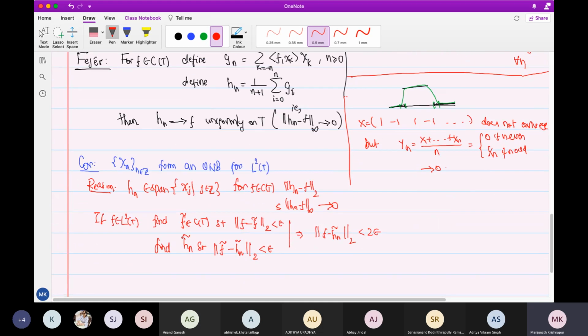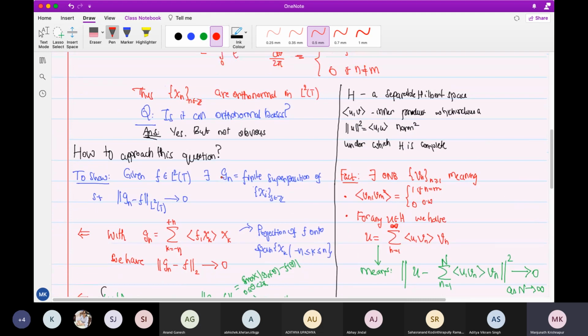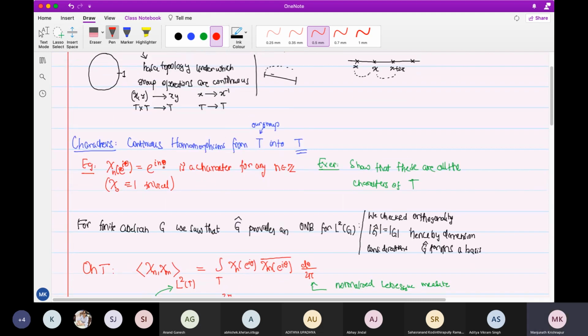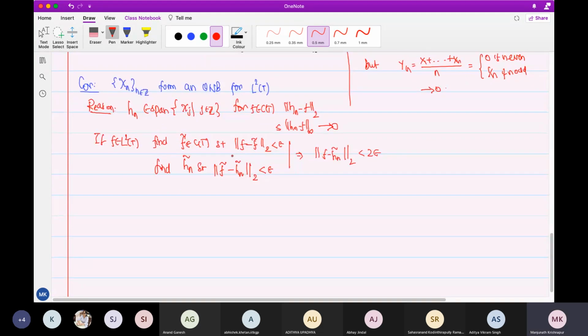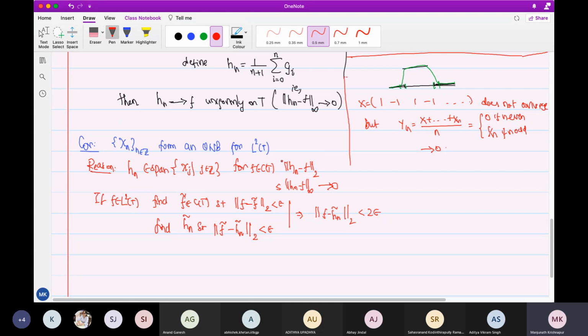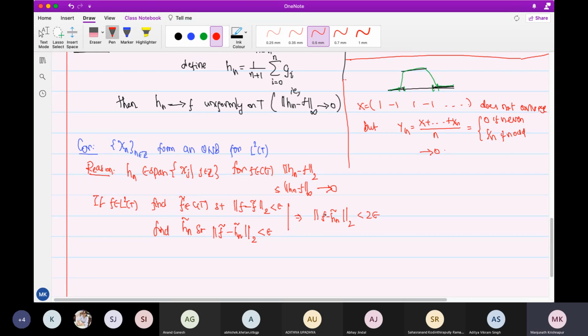That's what finite superpositions of characters are, since these are power functions. These are e to the i n theta, powers of e to the i theta. Linear combinations of them are like polynomials, but we call them trigonometric polynomials. So for every L2 function, we find a trigonometric polynomial which is arbitrarily close in L2 norm, which shows that there is a sequence of them which converges to f. So this proves the corollary. Okay, so that's how the corollary follows. I wrote it in more detail than possibly needed, but anyway.